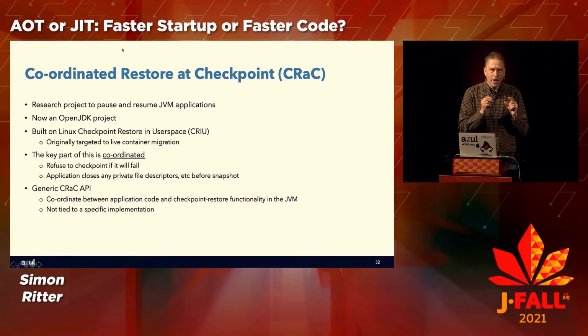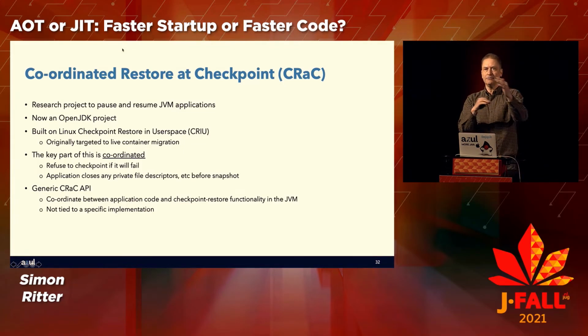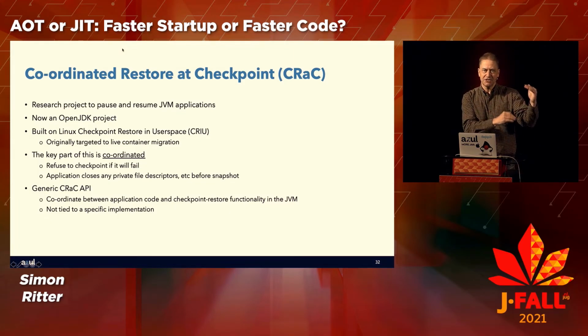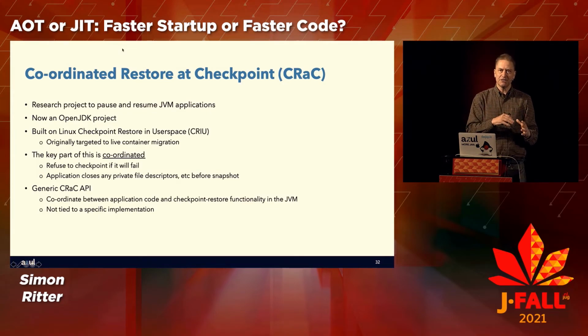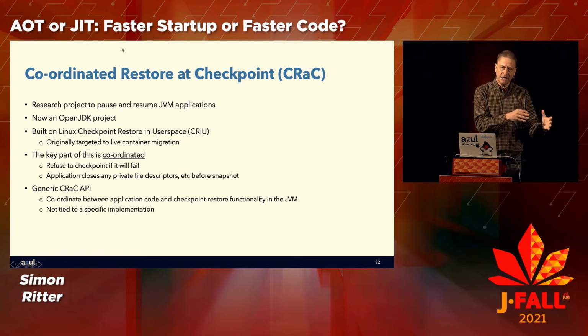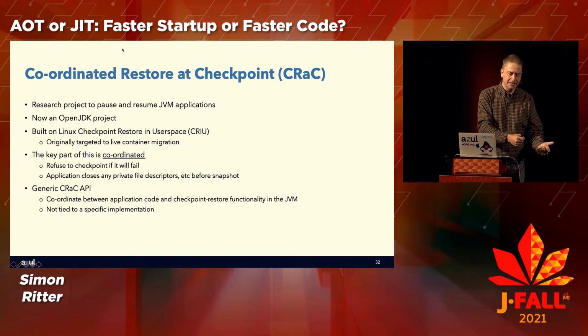Now, if you think about taking a running application in Java and simply freezing it, taking a snapshot of everything, the code that you've got, the registers and everything, and then being able to restart it at some point later, that's very difficult. And you can't just take a snapshot and then restart it. Things like file descriptors, things like network connections are just not going to work if you do something like that. So the key thing about coordinated restore at checkpoint is coordinated.